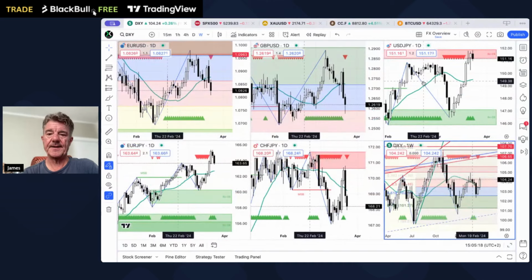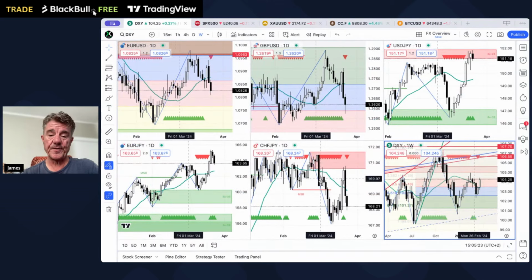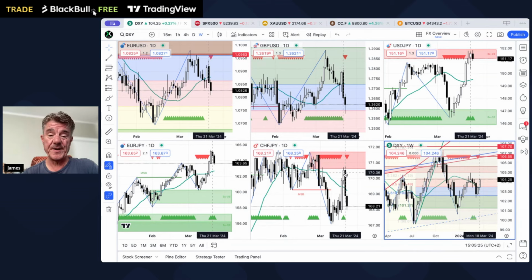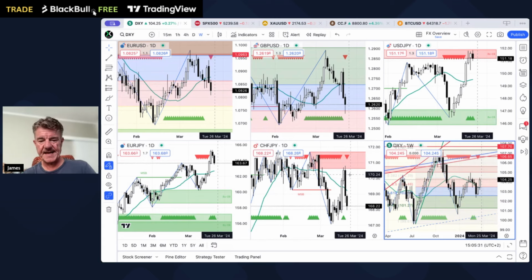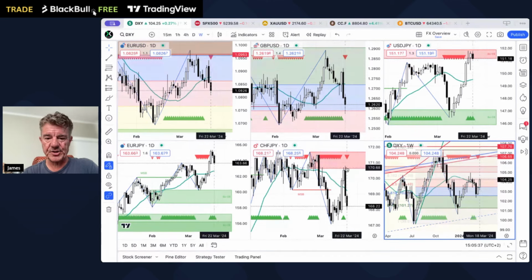Now, the yen is a different story. We're short on this one. We're short on the dollar yen. We're short on the Swiss yen. We got in right at the top here in Swiss yen. I think, correct me if I'm wrong, those of you who are in my private group will know the exact number, but I think it's about 170.4 that we got in, almost at the top of this rally. And we're down at 168.2. So we're about 200 pips down, 220 pips up in profit, down on this market, which is really good news.